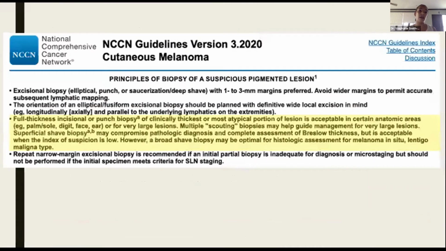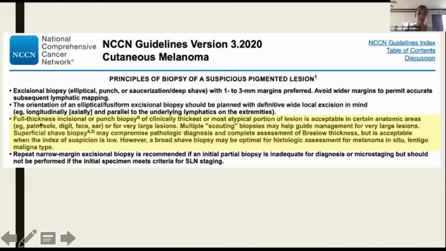However, if you have a lesion like what we presented in our case, with it being very large, there's different areas, different colors, different thickness of the lesion. How do you decide? So the NCCN does make some recommendations for biopsies of these large lesions. You want to do a full thickness incisional or punch biopsy, and you want to perform these on the clinically thickest or most atypical portion of these large lesions.